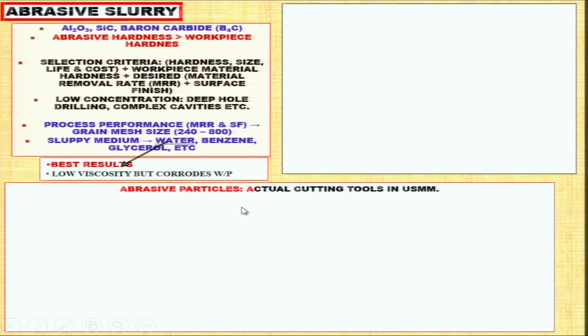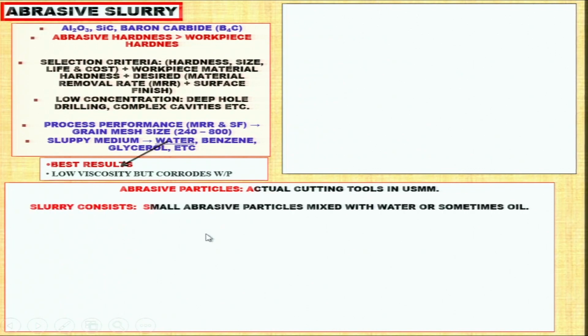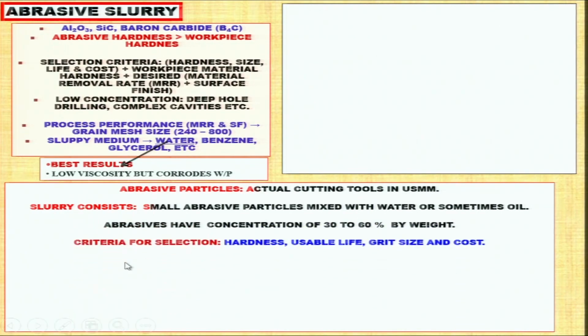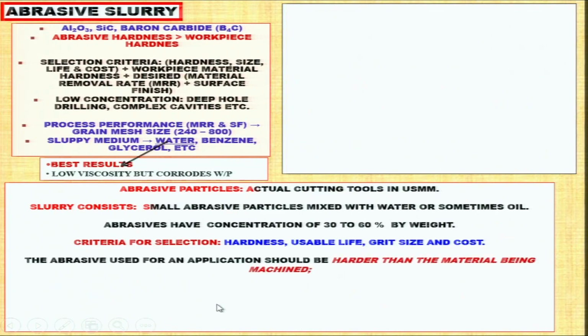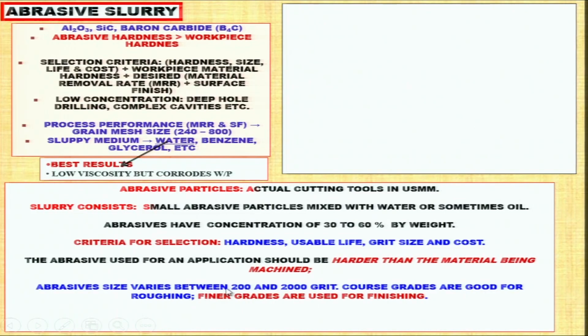Abrasive particles are the actual cutting tools in ultrasonic micromachining, they are the real cutting tools. Slurry consists of small abrasive particles mixed with water or sometimes with oil. Abrasives have a concentration of 30 to 60% by weight. Criteria for selection we have already seen: hardness, usable life, grit size and cost. The abrasive particles used for an application should be harder than the material being machined. I have already mentioned that the workpiece material should be much softer than the abrasive particle hardness.